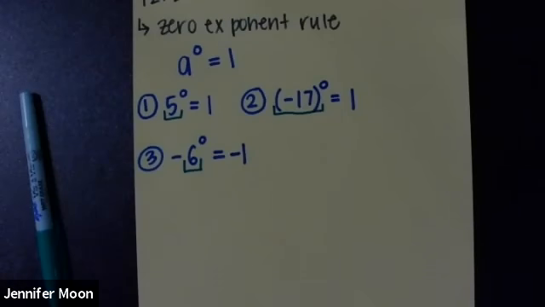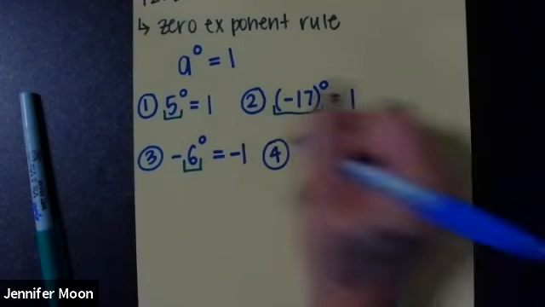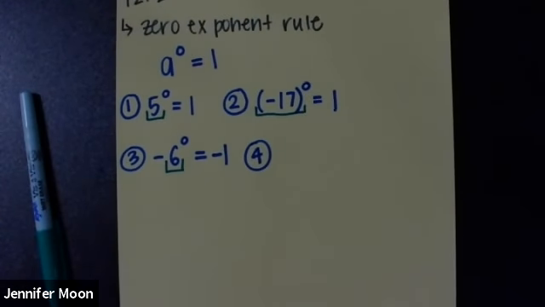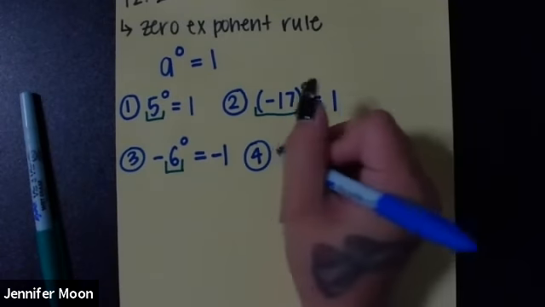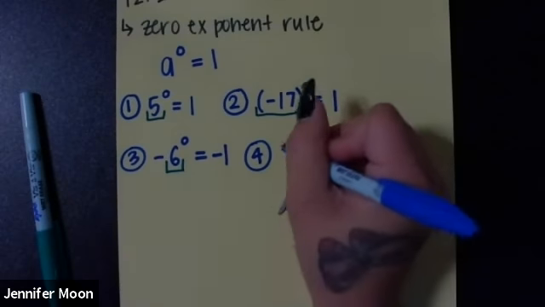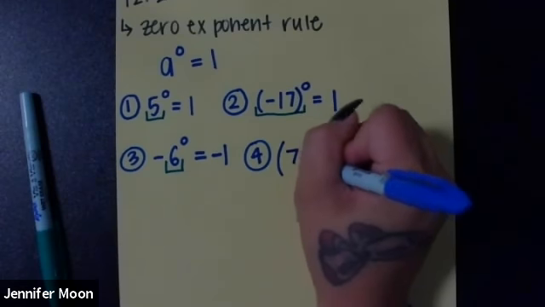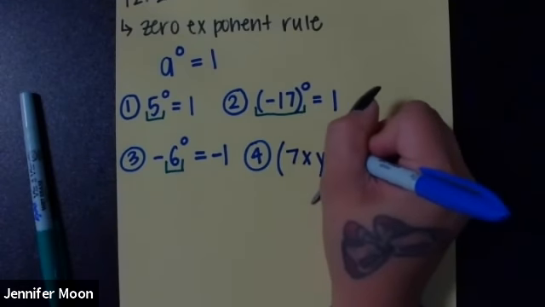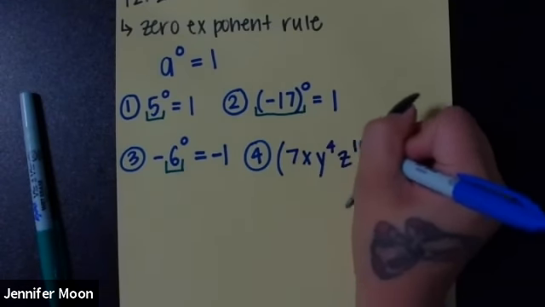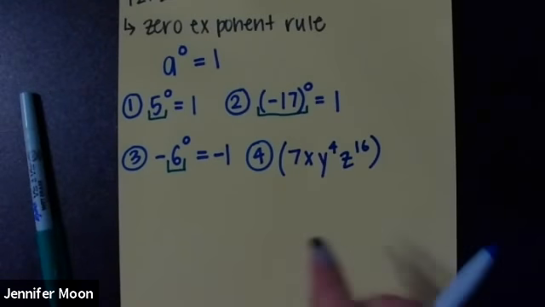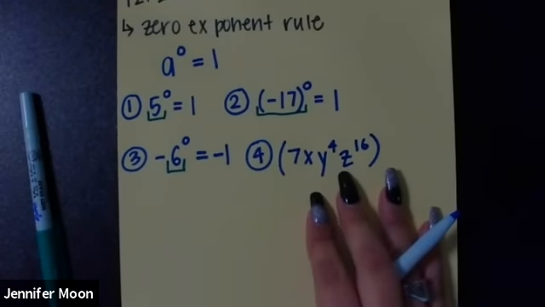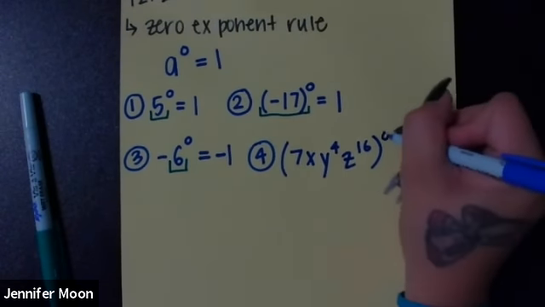Oh, and then there was one more. I kind of added this last second just because this is and always has been an exam problem. Okay. That's like when you do an asterisk. And it will look insane for a specific reason. Okay. Parenthesis 7x y to the 4th z to the 16th, close. That's like a baby problem compared to what I would put on the exam. Okay, raise it to the 0 power.